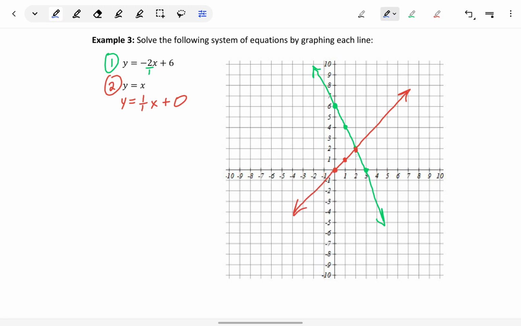And once we find a point where our two lines intersect, which in this case occurs at the point 2, 2, we have the solution to our system of linear equations.